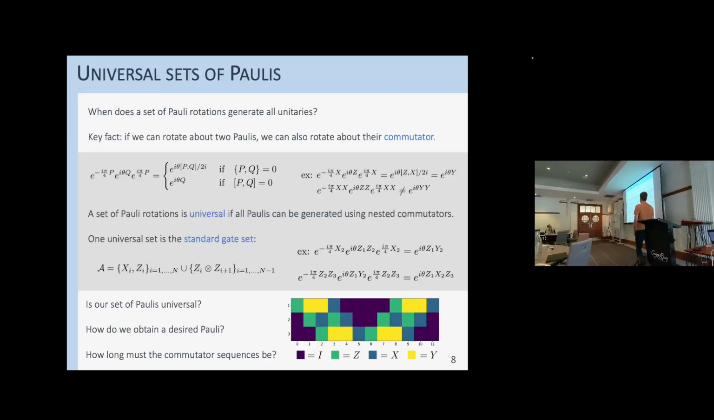And also you can ask, okay, how long do these sequences need to be? Because if I need to take some giant sequence of a bunch of commutators to get anything, that will give me a very bad overhead to my scheme. And so that's where these poly overheads are coming from.